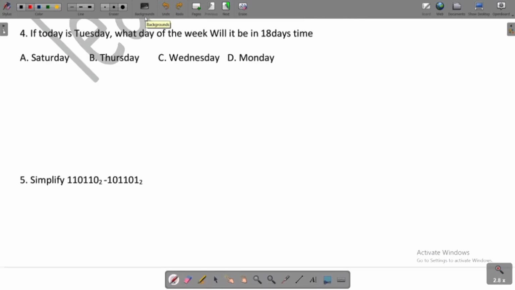The question says that if today is Tuesday, what day of the week will it be in 18 days time? This question is actually straightforward and it's a very simple question. But for you to do this, you need to understand how to count the days of the week. For example, you can use a finger, but that's not what you actually need in the exam.